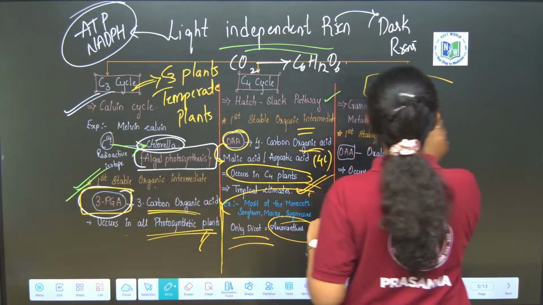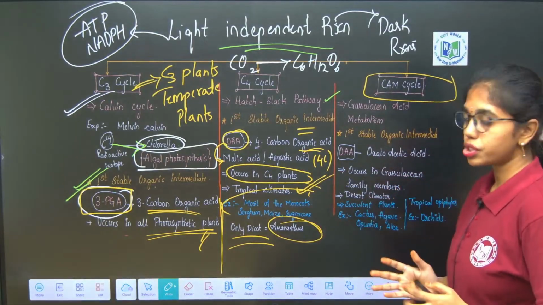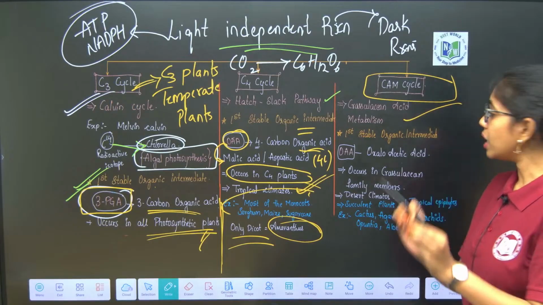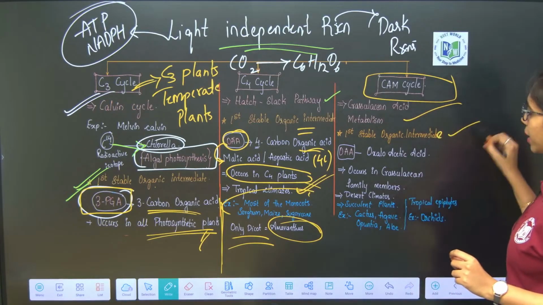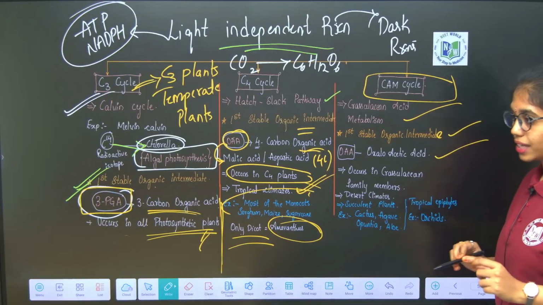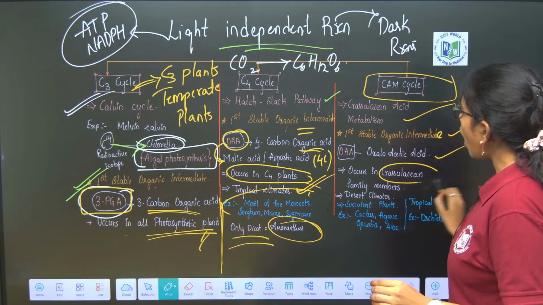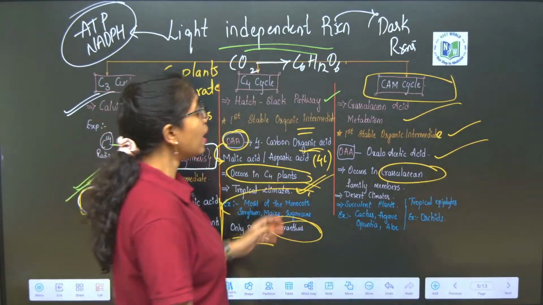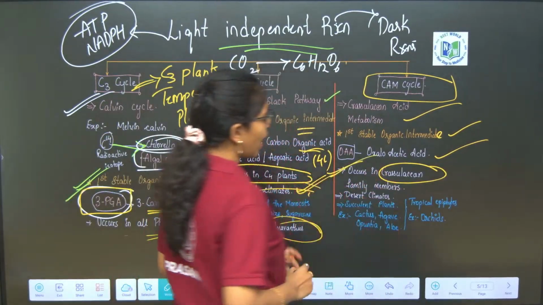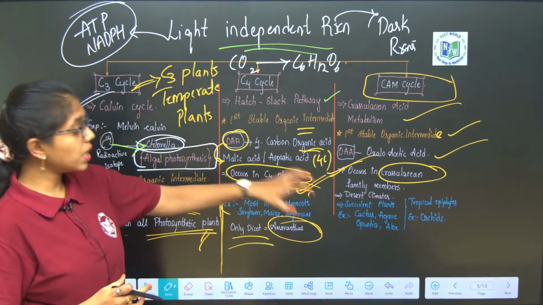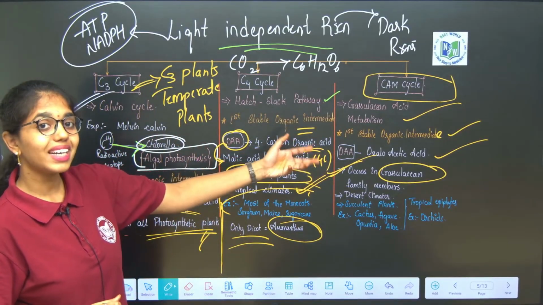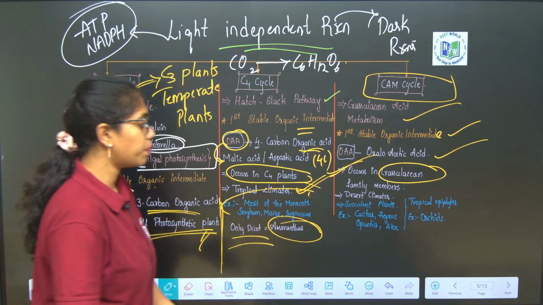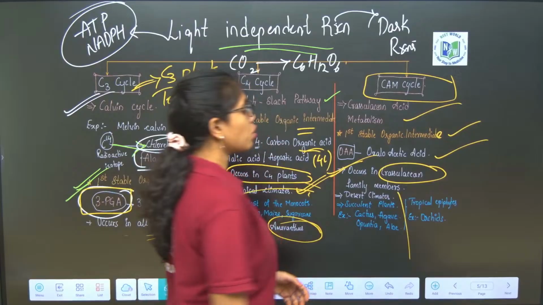And next is what? CAM cycle. CAM is described as crassulacean acid metabolism, where the first stable organic intermediate is oxaloacetic acid. This occurs in all Crassulaceae family members. Okay, this occurs where? In all Crassulaceae family members, and these plants are called what? Desert plants. The CAM cycle is operated in desert plants, or succulent plants as you can also call them.